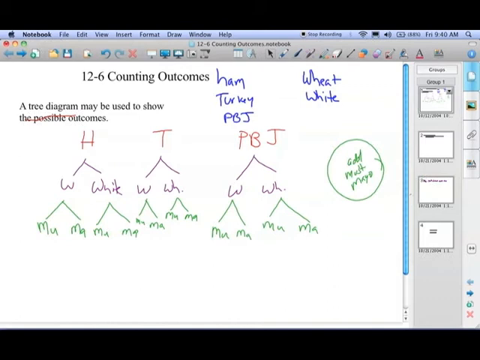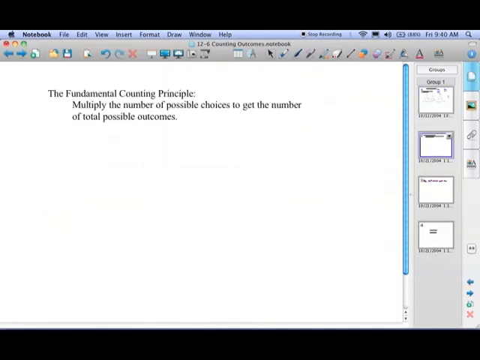Sometimes we're just interested in the number of outcomes that are going to happen. And we're going to use something called the fundamental counting principle. And that simply is you're going to multiply the number of possible choices together to get the number of possible outcomes. This method tells you how many possible choices there are. It doesn't list them for you, it just tells you the number.